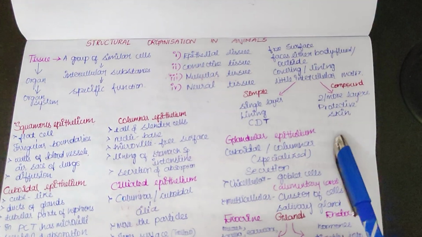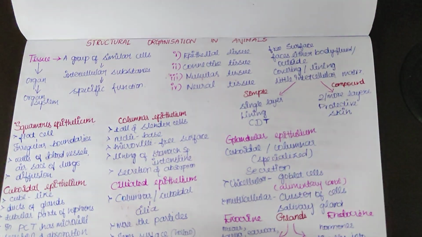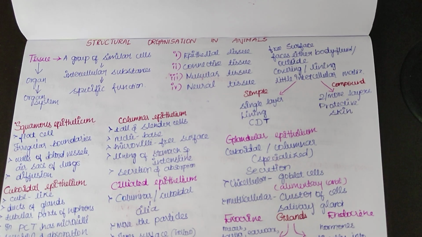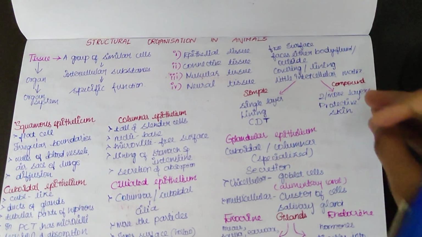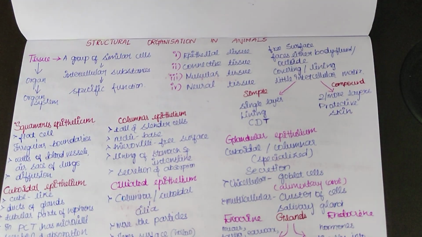To talk about the compound, if the simple is made up of a single layer, the compound will be exactly opposite to that, right? It will be made up of 2 or more layers, and it is used for protection, and it is mainly on the skin. Our skin is the protective layer, as you all know. The compound is made up of 2 or 3 layers. To protect something, we need to have something thick. So the compound is a thick layer. It is made up of 2 or more, so obviously it will be performing the function of protection.